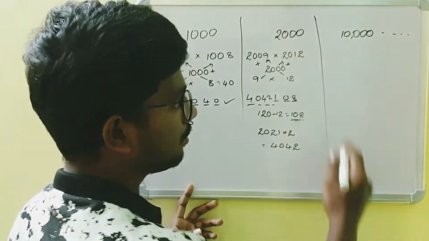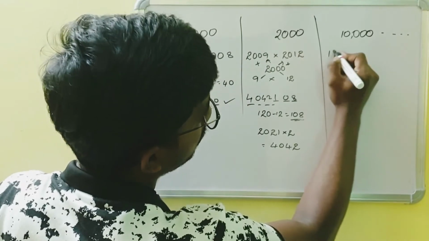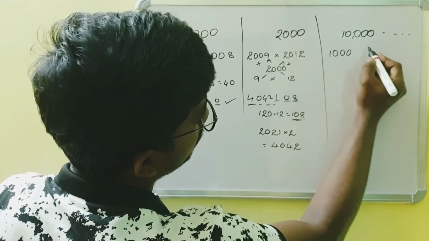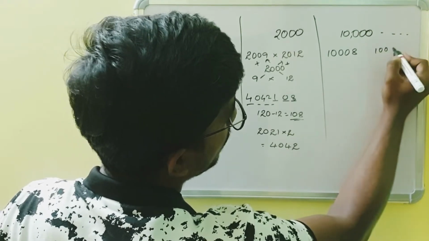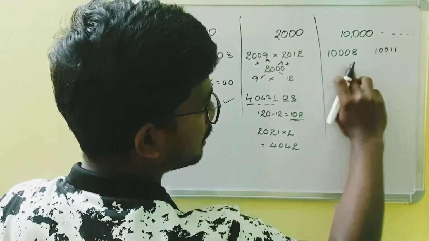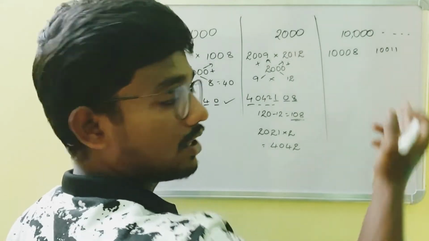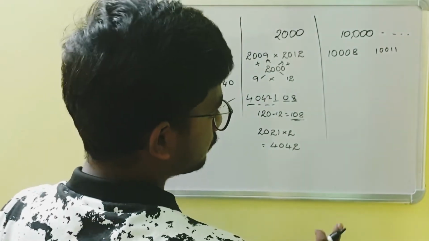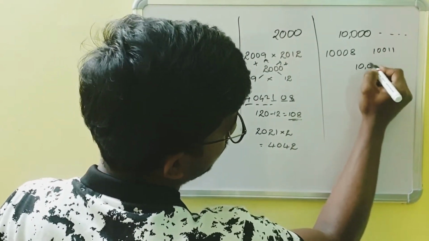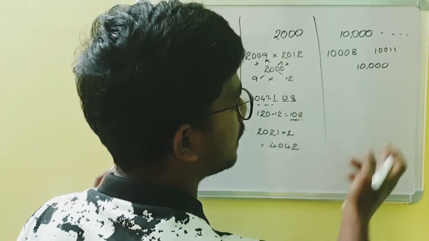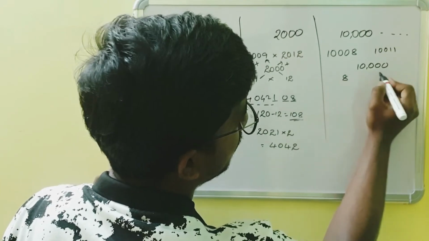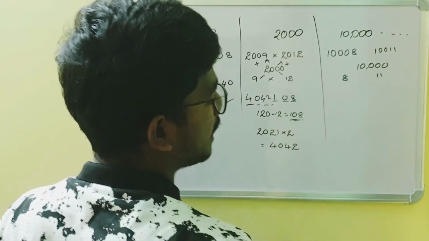See, for 10,000, I will take 10008 into 10011. Okay, see, these numbers are greater than 10,000 and are also nearer to 10,000. So I will take 10,000 as my common value. By taking the difference of 10,000 from 10,008 and 10,011, I will get 8 and 11 respectively as my answers.